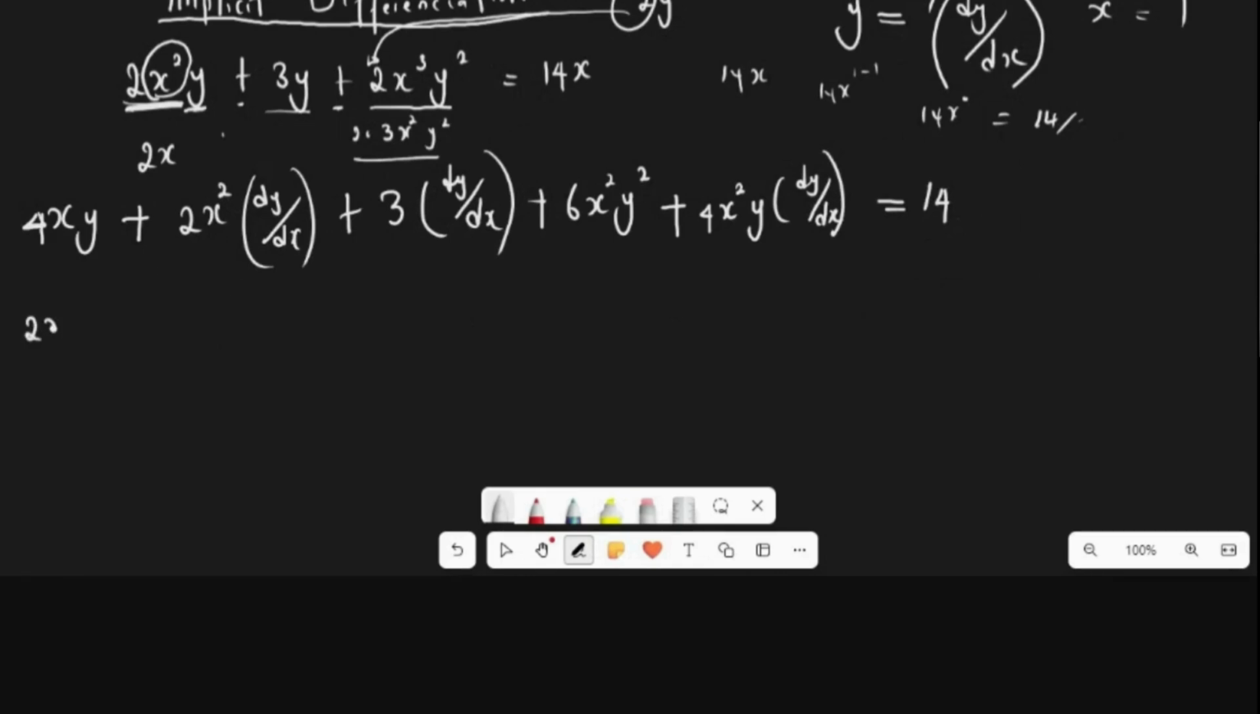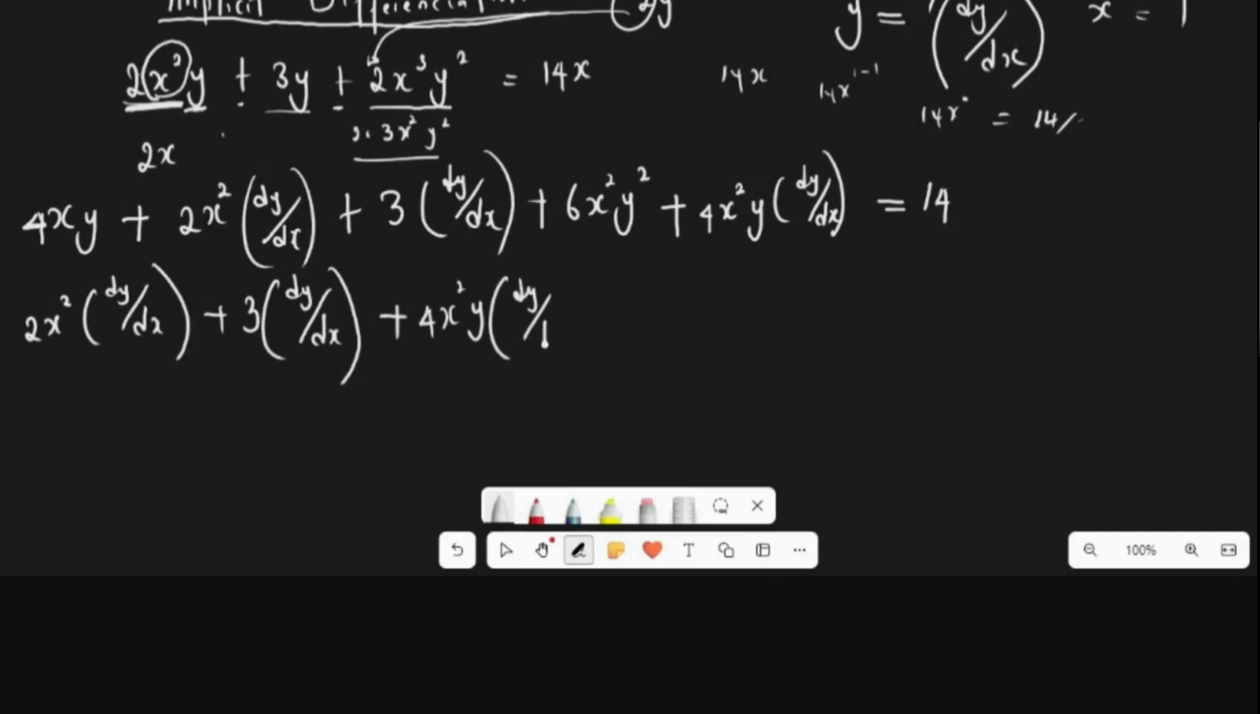So we literally have 2x squared, then we have our dy over dx, close your parenthesis, plus 3. Open my parenthesis, I have dy over dx. Close my parenthesis again. What else do I have? Plus 4x cubed y. Open my parenthesis, dy over dx, close, equals to, now let's take this guy. 14 is going to be here, so let's keep 14 here. 14 is a big boy. Let's transpose this guy. So it's going to be minus 4xy. And then which one do I have left? This one now. Minus 6x squared y squared.